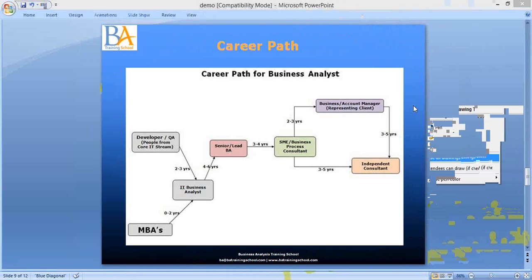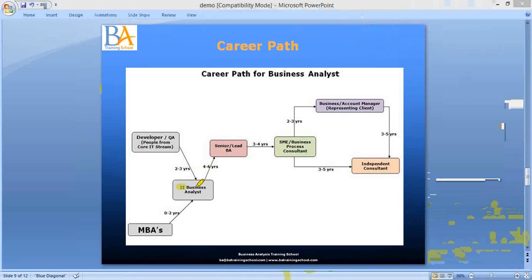Okay. And this is a career path where, right now, with your current experience and qualification, you can start here as an IT business analyst. MBS with 0 years of experience or core IT team people can also join as a BA. And then after maybe 4 or 5 years of experience, you can become a senior or lead business analyst, where you will be managing different projects and different business analysts under you.